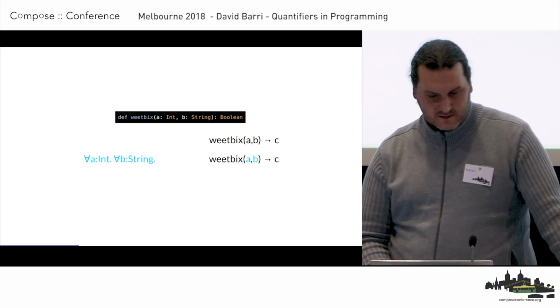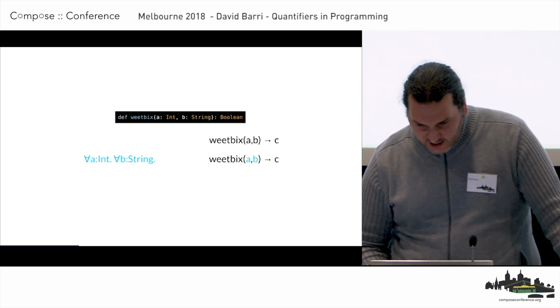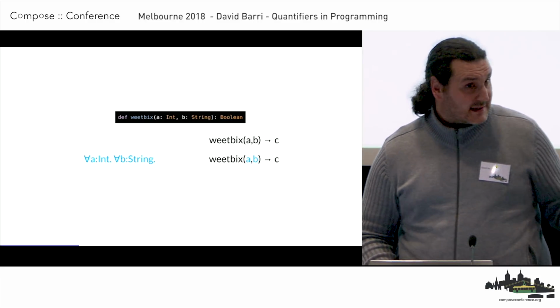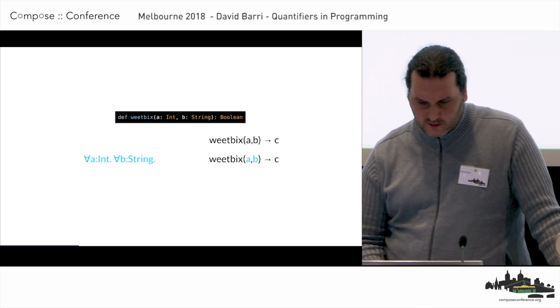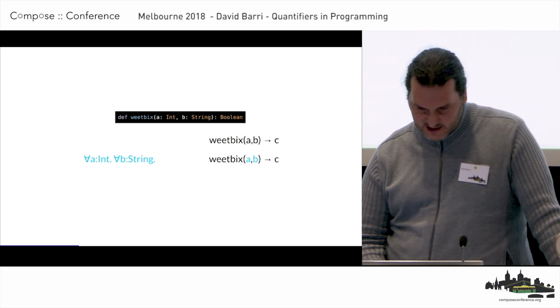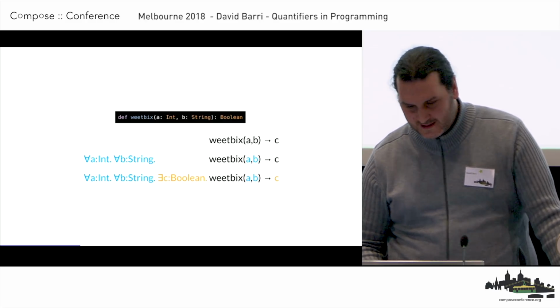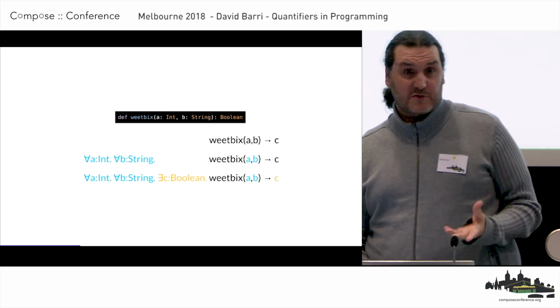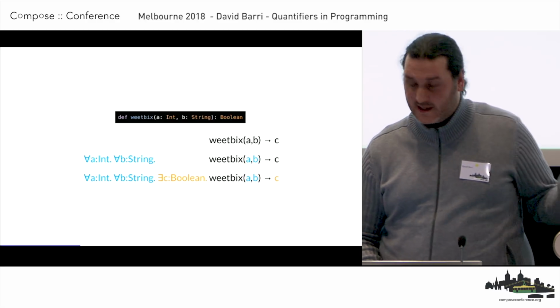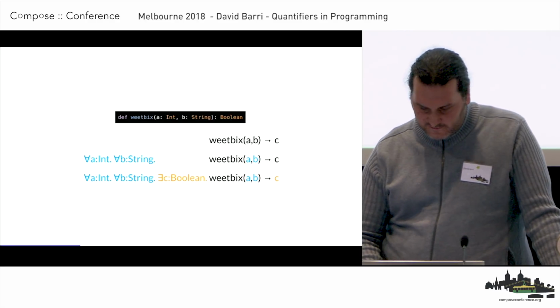What else can we say about this? Well, A and B, they can be any ints and they can be any strings. What about the C? Does that have any quantification? Yes, it does. So there exists a C of type boolean, and that's the return type. And it's there exists because this could just constantly return true. It doesn't need the return false. You're only going to get one value out of it.